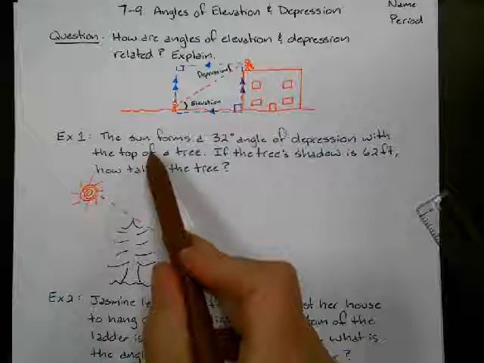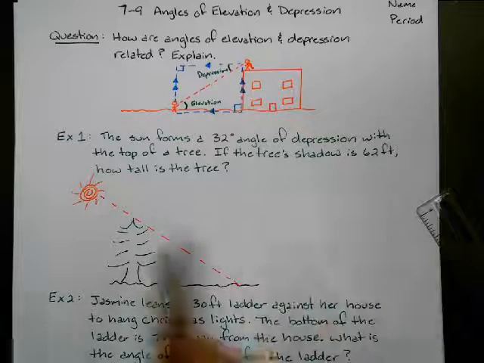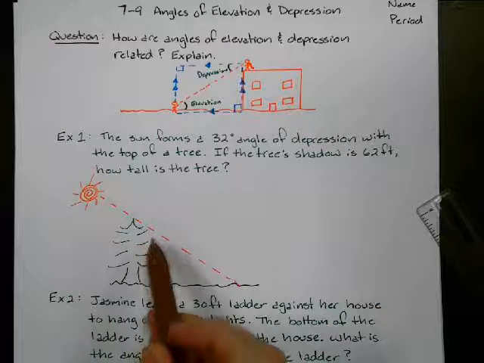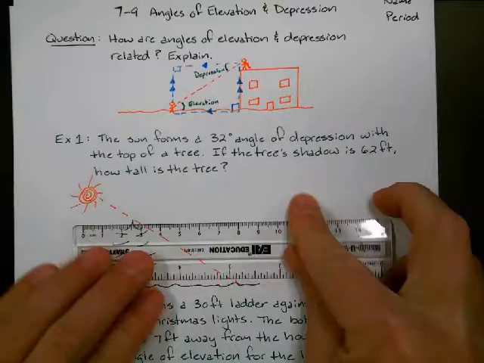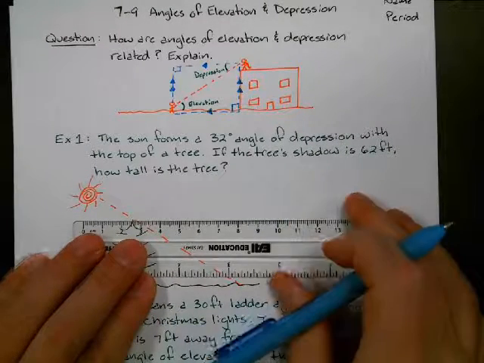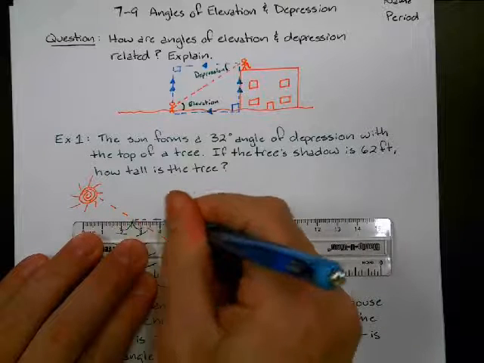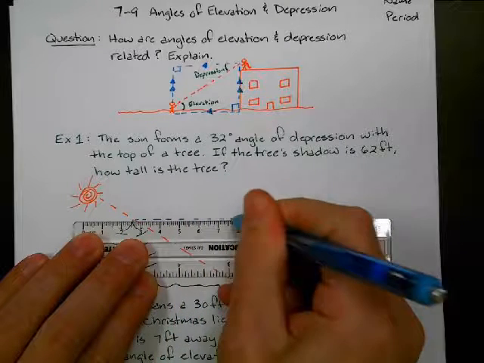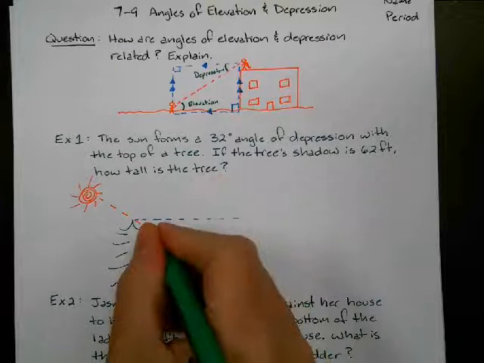The sun forms a 32-degree angle of depression. Now, is this the angle of depression? No. Remember, the angle of depression is found by looking at what's horizontal to the top of the tree. And so this part right here would be our angle of depression.